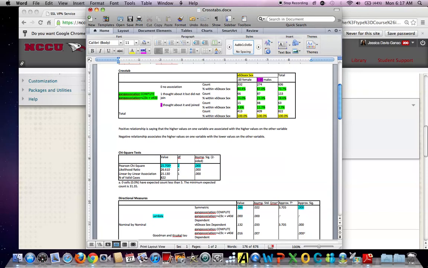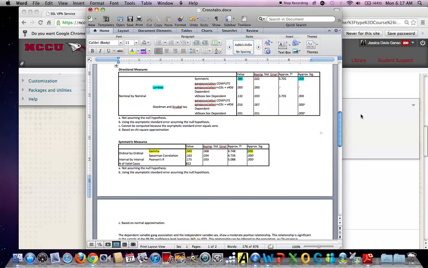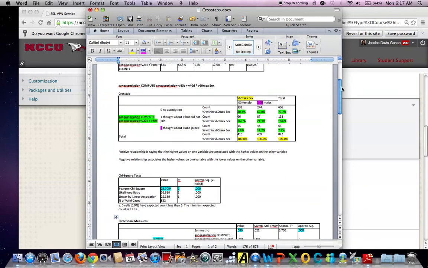So if this was a negative relationship, and we know that it's positive because the gamma value is positive, but if this was a negative relationship, we would then associate the 2, which is a higher value on the dependent variable, with the 0 on this side, which is the lower value on the independent variable. Okay, and then in that case, our interpretation would be that females most often thought about it and joined. That would be a negative because it would be high here, low here.